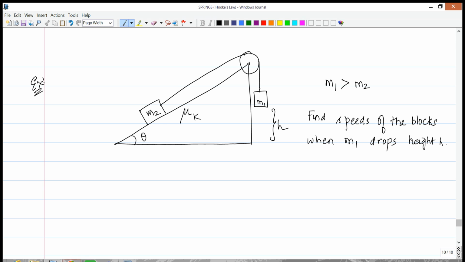In this video, we are once again going to apply the theorem that W_NC equals ME_F minus ME_I to figure out the speed with which the block M1 has when it falls a height h. Now, what's happening in the problem is that M1 is connected to M2 by a light and inextensible string. M2 is on an incline, and now there's also friction.